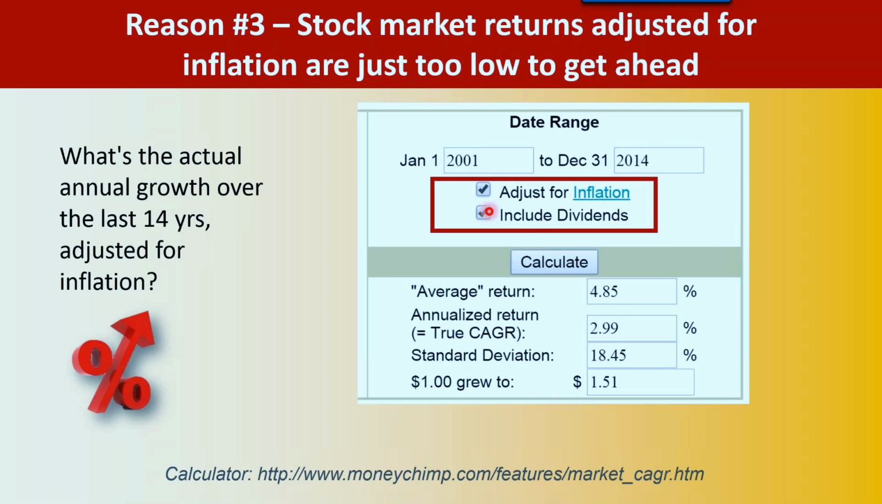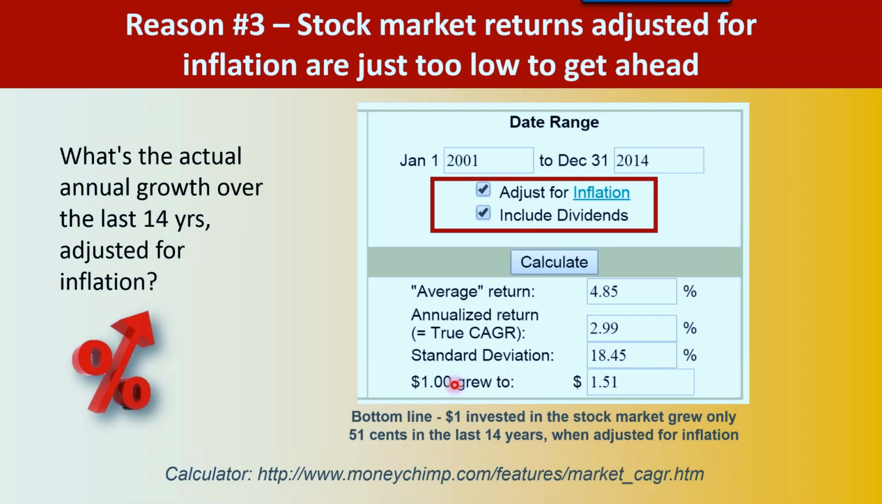If I adjust for inflation and include dividends, the true annualized return for stocks has been 2.99%. Here's the source for this calculator. It's a well-known calculator. So if you invested a dollar in 2001, it's now $1.51. How do you really expect this to grow to a reasonable sum that's sufficient for you to retire without having a job? It's simply impossible with the sort of returns that the stock market's been returning for the last 15 years. And this year, as I mentioned, this 2.99 is going to go down, not up. So I chose not to include a partial year.